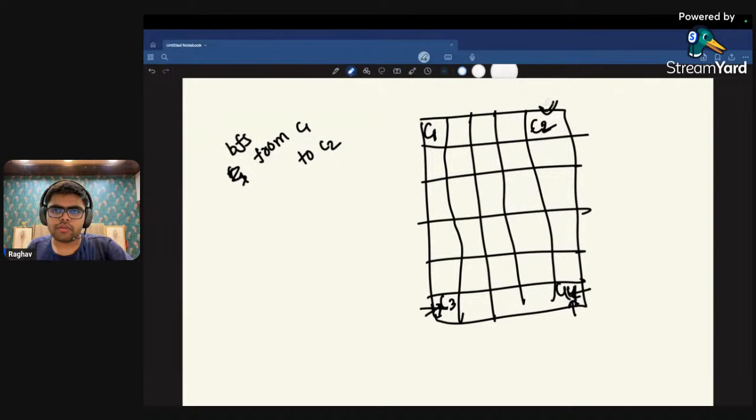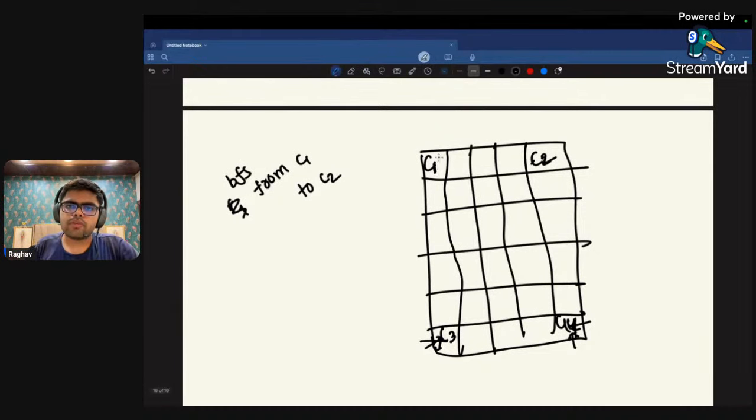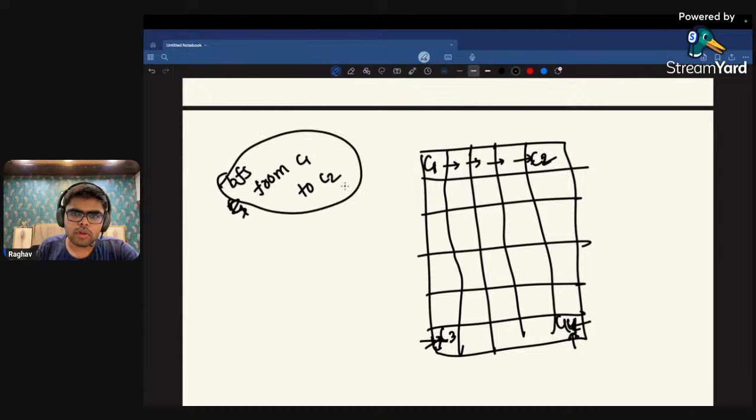We know that from C1 to C2 there is only one shortest path, because any other path from C1 to C2 would have more number of nodes being involved in the way. So I can just run a BFS from C1 to C2 to find out the nodes in the way, and I will be able to get this node, and this node. I will be able to find all of these.